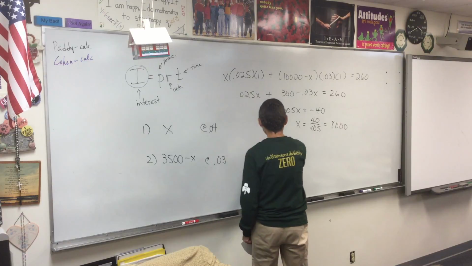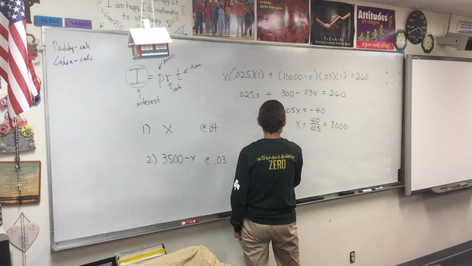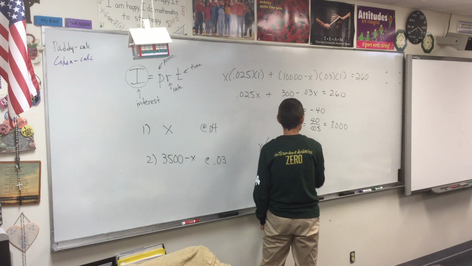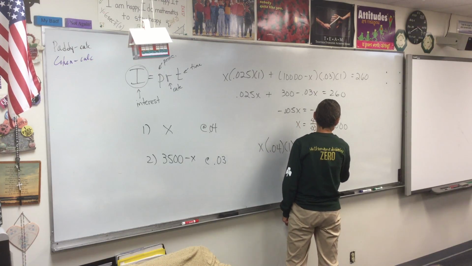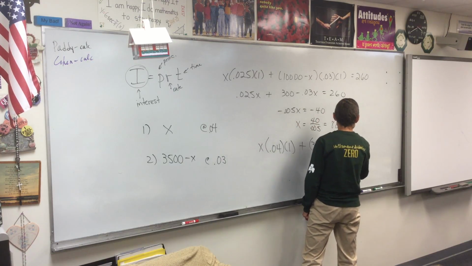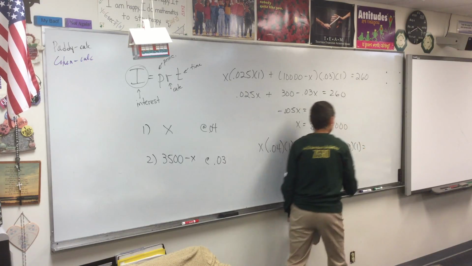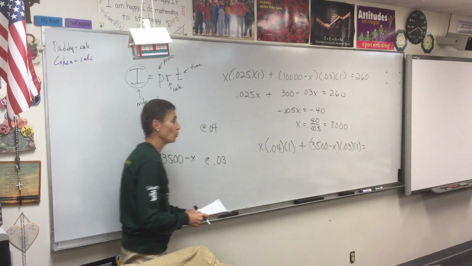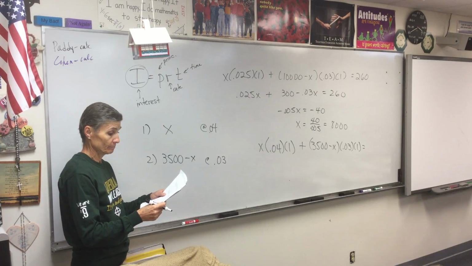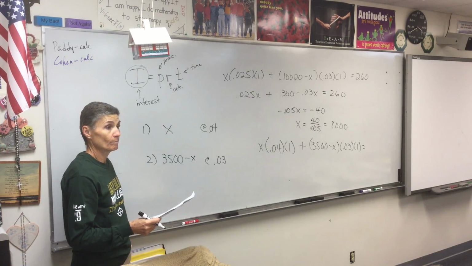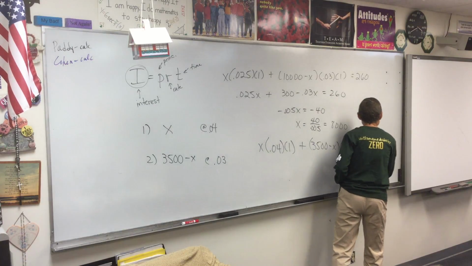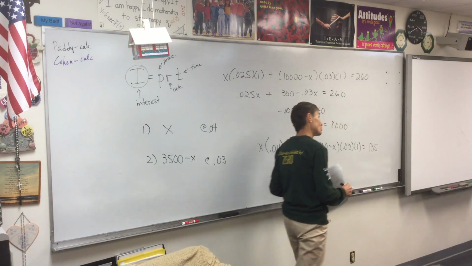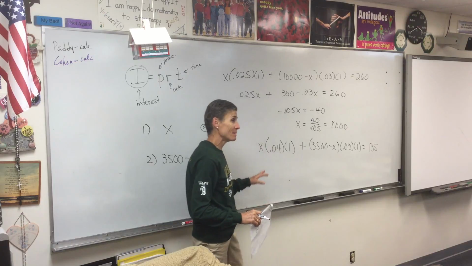Principal times rate times time plus principal times rate times time has to add up to what in this problem? What's our total? 135. 135. So here's your equation for this problem.